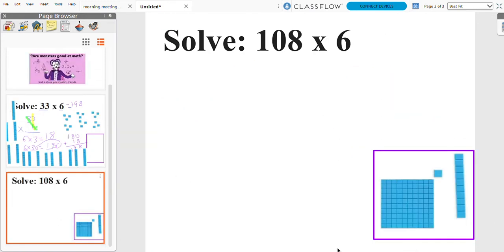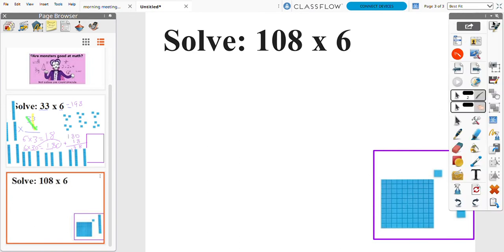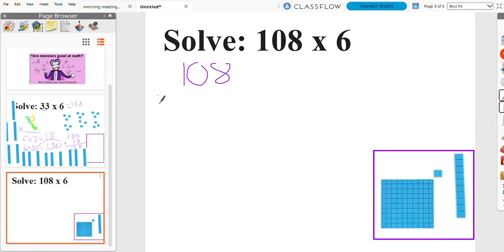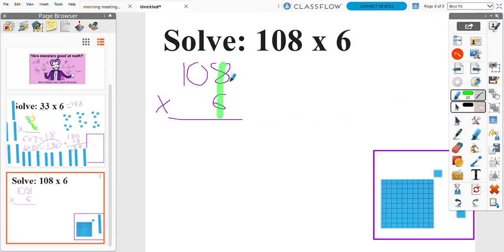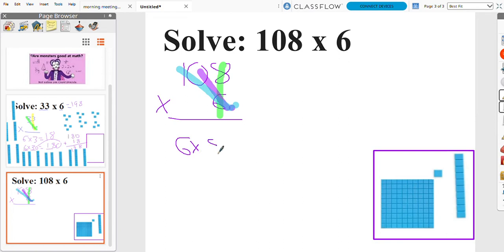Let's look at 108 times 6 this time. So again, write it vertical, not horizontal. Think of my place value steps. 6 times 8 ones, 6 times 0 tens, 6 times 1 hundreds, 1 in the hundreds. So 6 times 8, 6 times 0, 6 times 100.